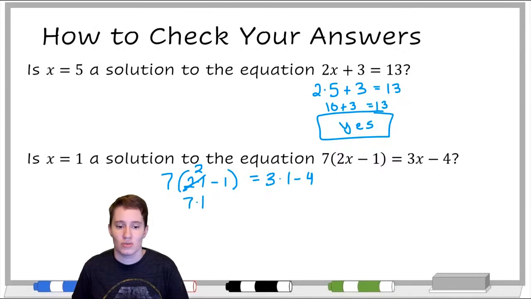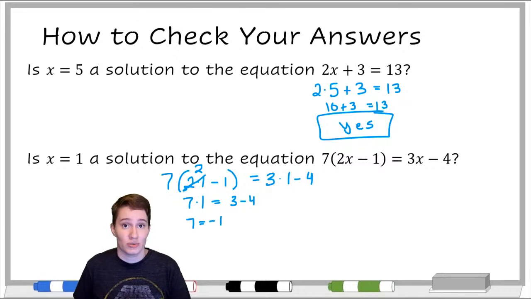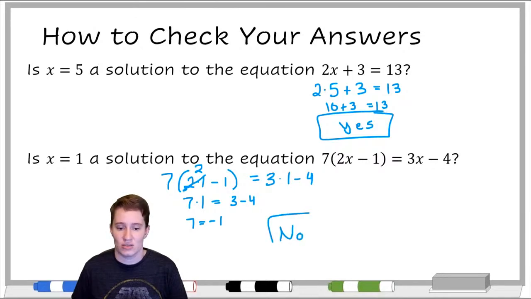So I'm going to do 7 times 1 on this side. Here I've got 3 times 1, which is 3, and then I'm going to do minus 4, which, if you're not paying attention, you could actually get this wrong, right? 3 minus 4 is negative 1. 3 plus 4 is 7. So with wishful thinking, those would be the same, but they're not. 3 minus 4 is negative 1 because you're subtracting more than what you have. So that's not equal, right?